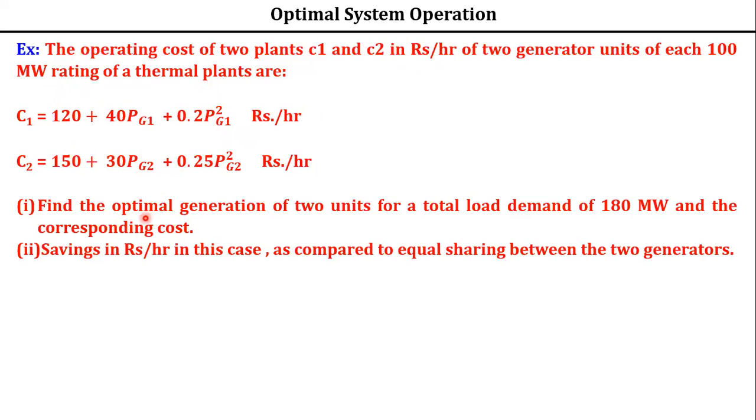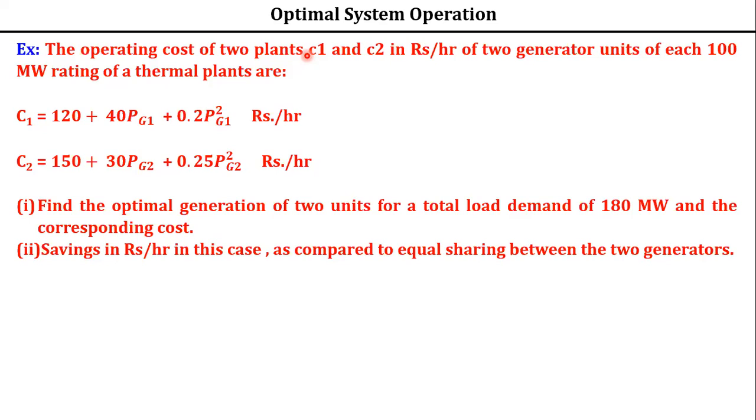Now, what is the question? Find the optimal generation of two units for a total load demand of 180 megawatt and the corresponding cost. That means how much generation plant one has to produce, how much generation plant two has to produce, and what is the individual cost of generation? This is what the first question says. Understood? So first let us focus on the first question.